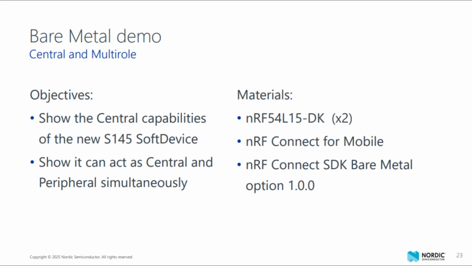Time for the demo. We're going to demonstrate the new central capabilities of the S145 SoftDevice and its multi-role feature. This means it can act as a central device and also as a peripheral, talking with two separate Bluetooth devices at the same time. The list of required hardware is simple, and any viewer who is familiar with the Nordic development ecosystem should have most of the items. It's also assumed the viewer has some previous knowledge of how to work with Visual Studio Code and the nRF Connect plugin for developing applications.